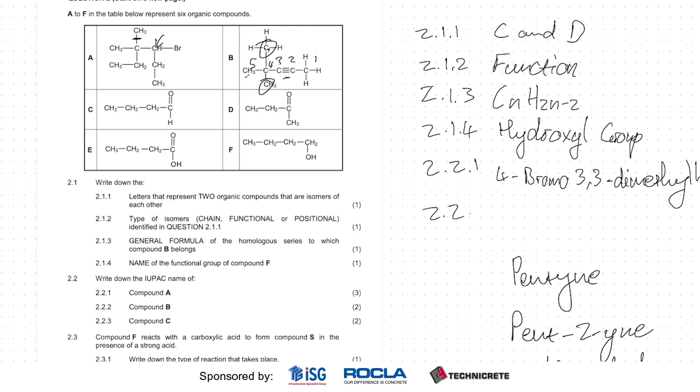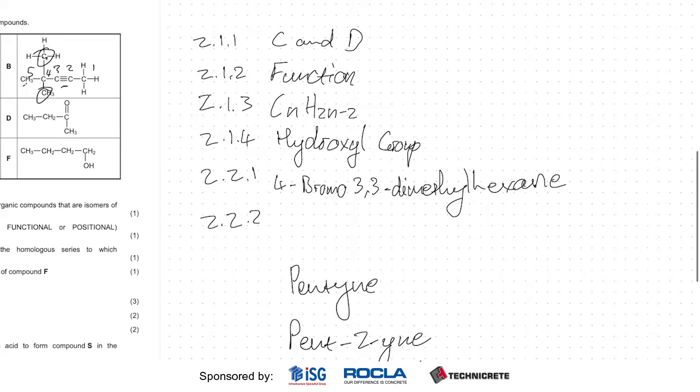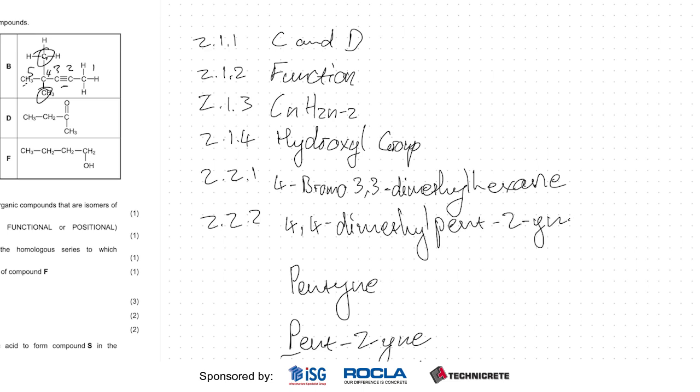Putting that all together. So, alphabetical order. Well, this is the stem, it has to go last, and this is before. So we have 4,4-dimethylpent-2-ene. Okay. And that's the name of compound B.